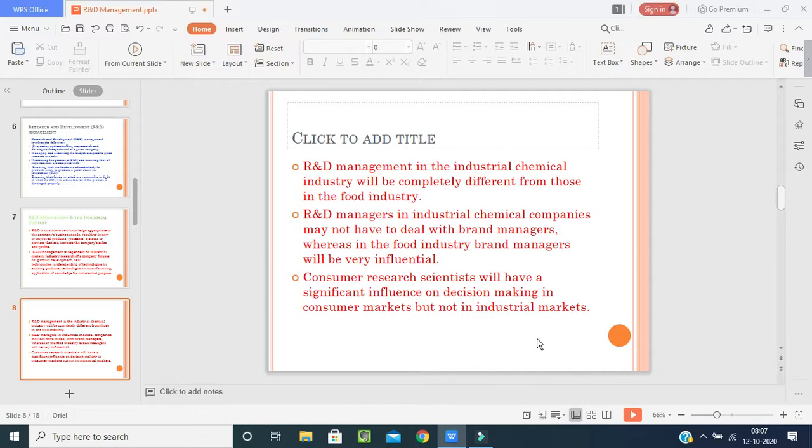Now, consumer research scientists will have a significant influence on decision making in the consumer market, but not in the industrial market. See, consumer research people are different, and industrial research people are different. Consumer research scientists or engineers will focus on and take decisions based on customer feedback or the decisions of consumers in the market. Whereas in marketing, after taking the data, the industrial people will manufacture those products or items, or provide those services to the customers.